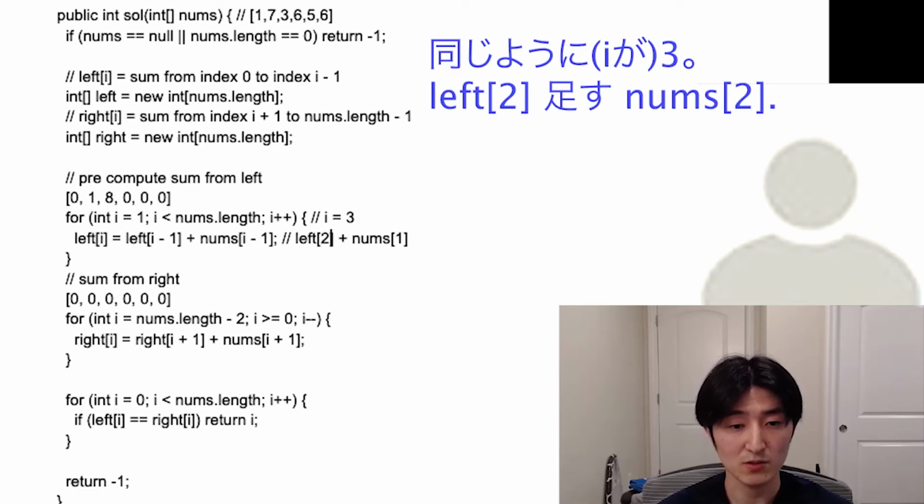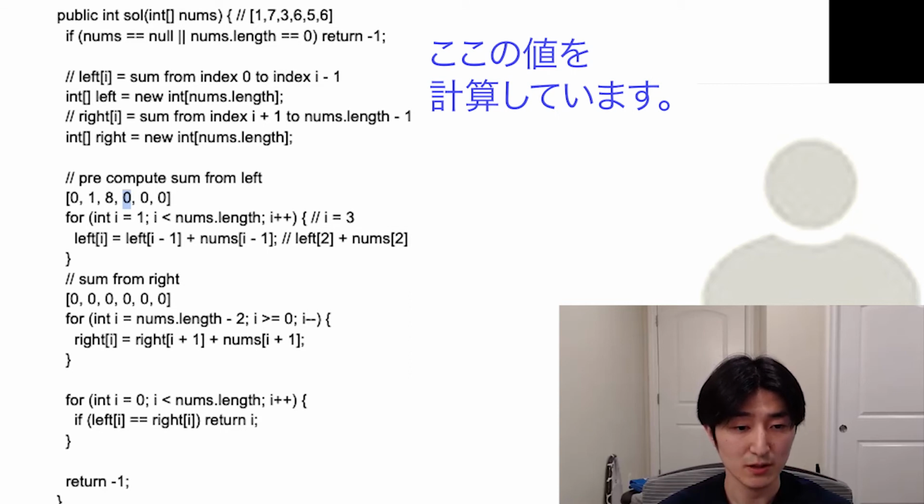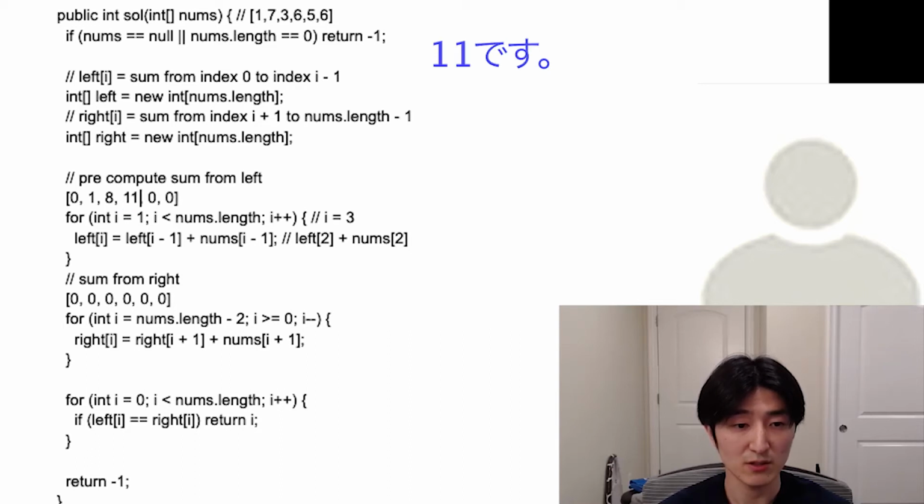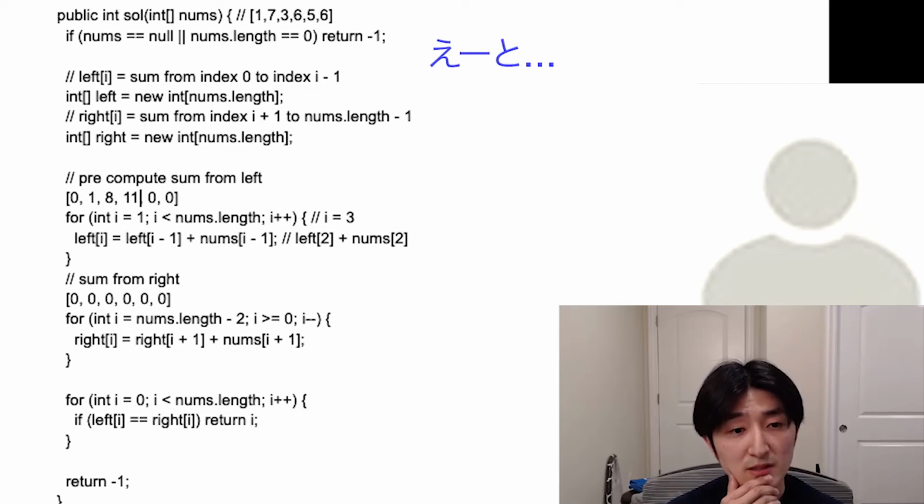i is 3, left 2 plus nums 2. So we are computing this value. Left 2 is 8 plus nums 2, which is 3. So 11. That is correct. Let me see. So left i, i equals 3.